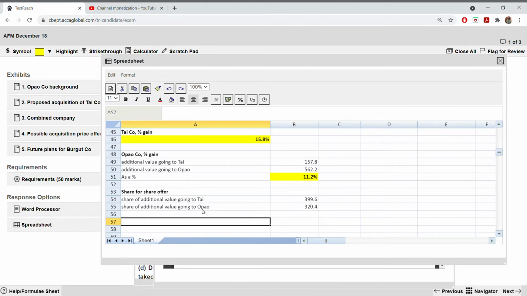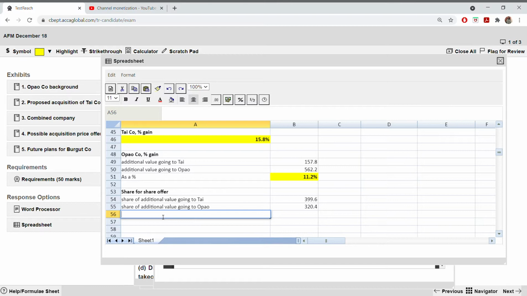Next, now as a percentage. How will you get it as a percentage? Oh, there is another thing you have to do. You cannot just do it as a percentage here. This is share for share, so the share price will change for Thai and Oppo. We didn't take that into consideration. In a cash offer there is no change in shares, so there is nothing to do.